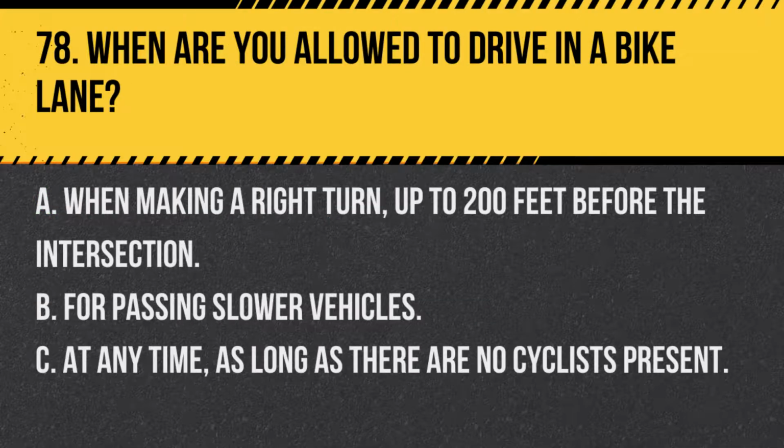Question 78. When are you allowed to drive in a bike lane? A. When making a right turn up to 200 feet before the intersection. B. For passing slower vehicles. C. At any time as long as there are no cyclists present.